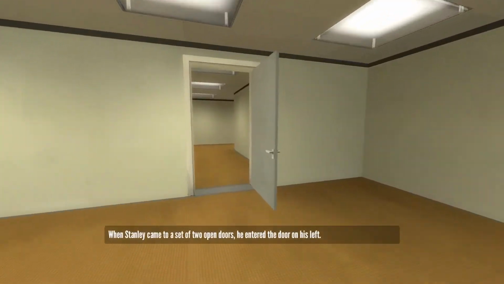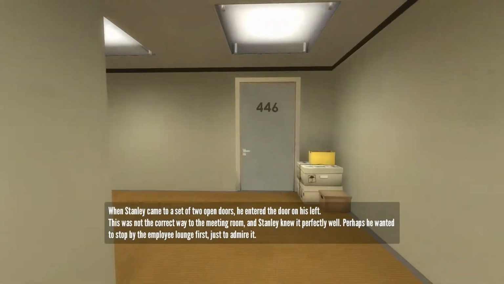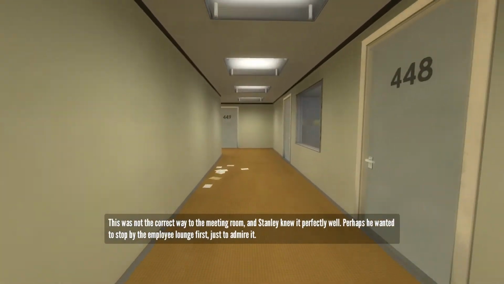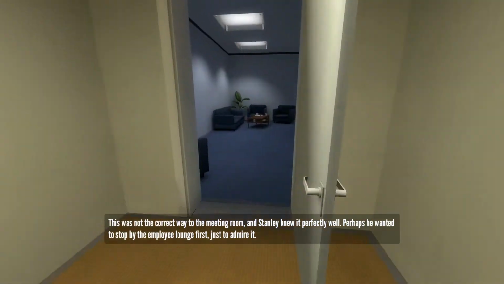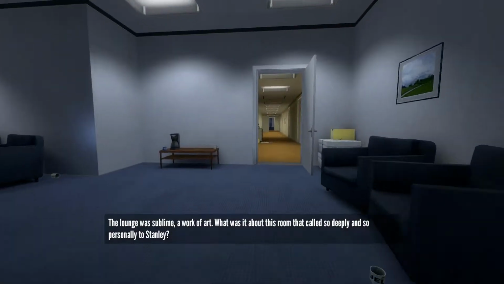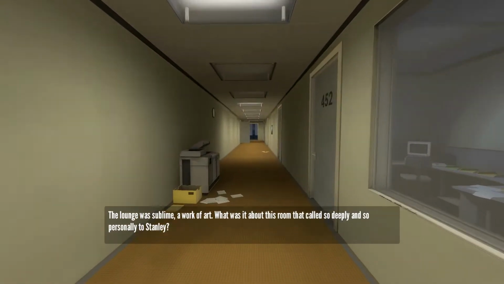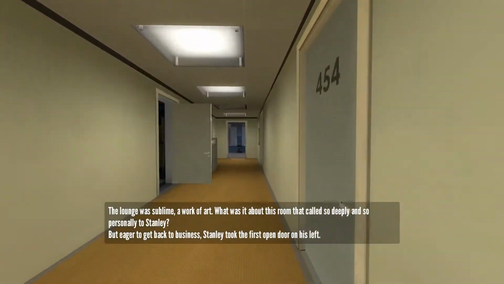When Stanley came to a set of two open doors, this was not the correct way. It wasn't the meeting room, and Stanley knew it perfectly well. Perhaps he wanted to stop by the employee lounge first. I want to just check out the vending machine. Admire it. The lounge was sublime. Checking out the vending machine. A work of art. Let us go. What was it about this room? But eager to get back to business, Stanley took the first open door on his left.